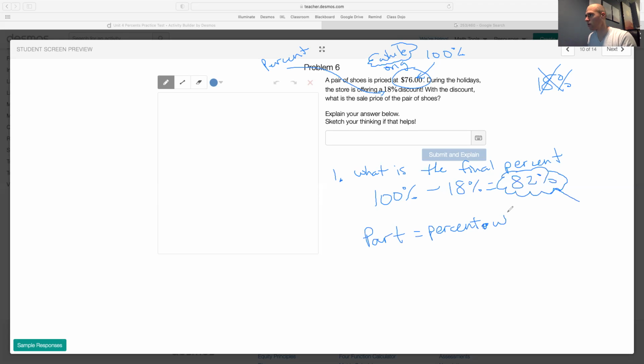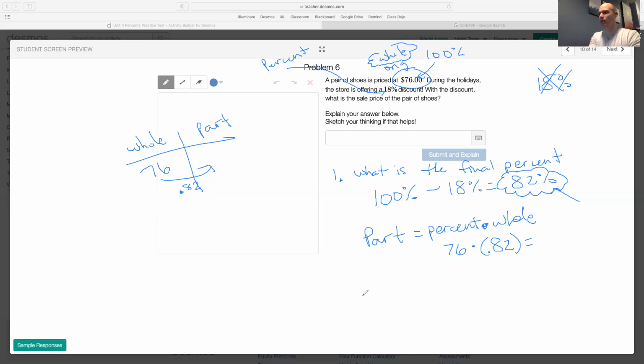Or you could put it in a table like this, think of this as your whole side over here. Think of this as your part side over here. You've got your whole value of 76. We now know that our K that we're going to multiply by is 0.86, or sorry, 0.82. And we just want to find that Y value or that part. So either way, you're going to end up doing 76 times 0.82. Let's see what that gets us.